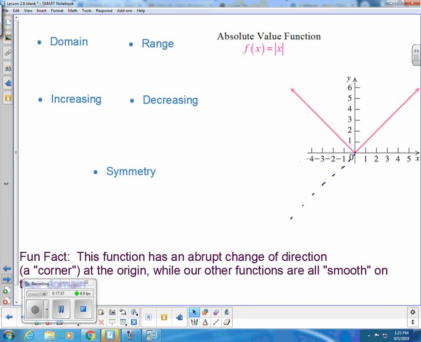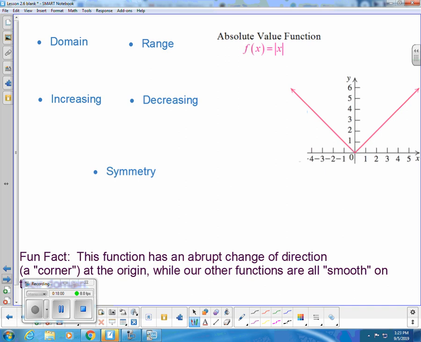Absolute value. Fun fact. This function has an abrupt change of direction. A corner, if you will, at the origin. Okay? While other functions are all smooth, curvy kind of guys. Why? Any idea?